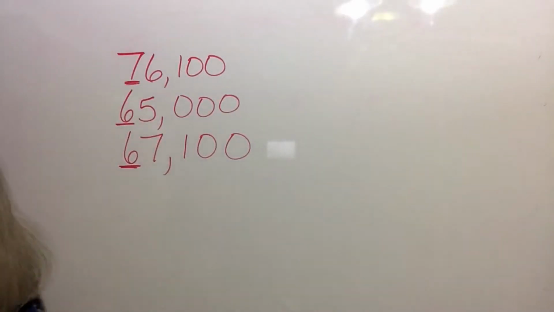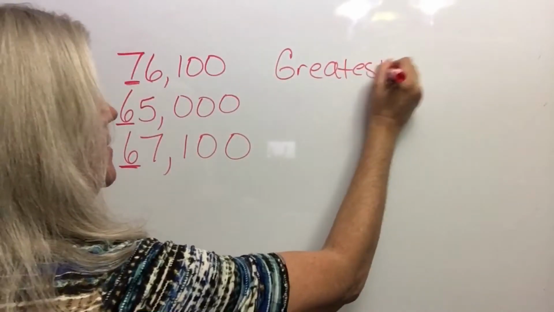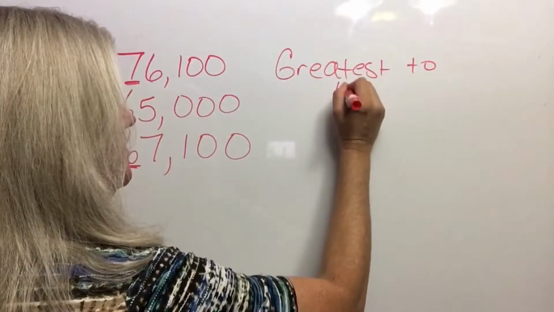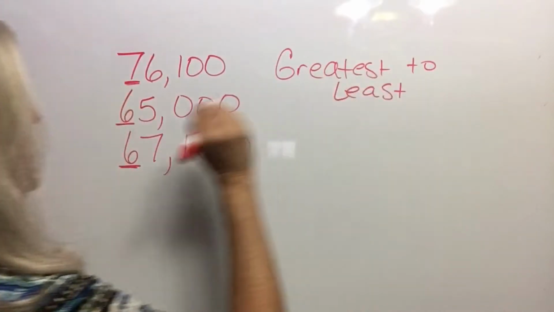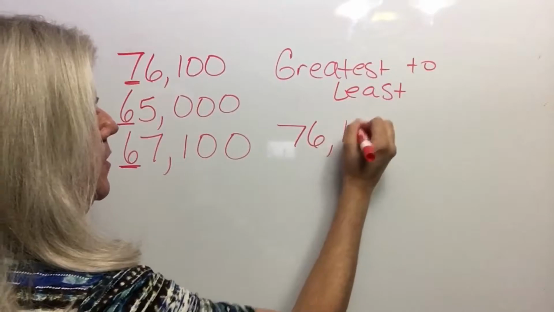So we want to order these from greatest to least. So we can see that our greatest number is 76,100.